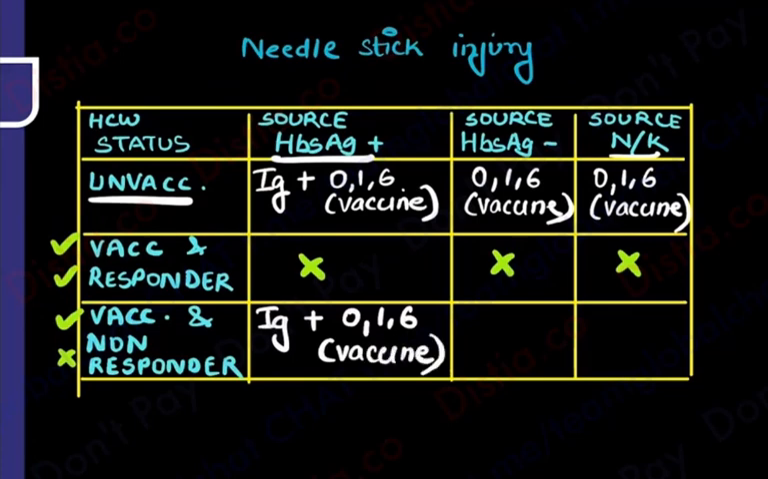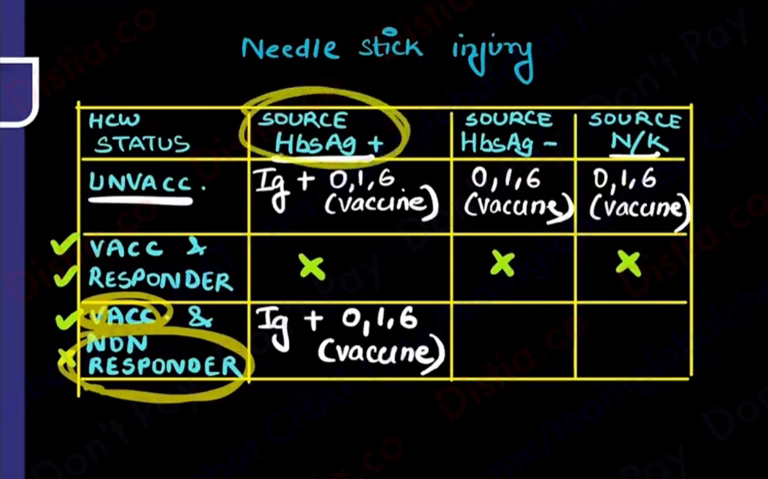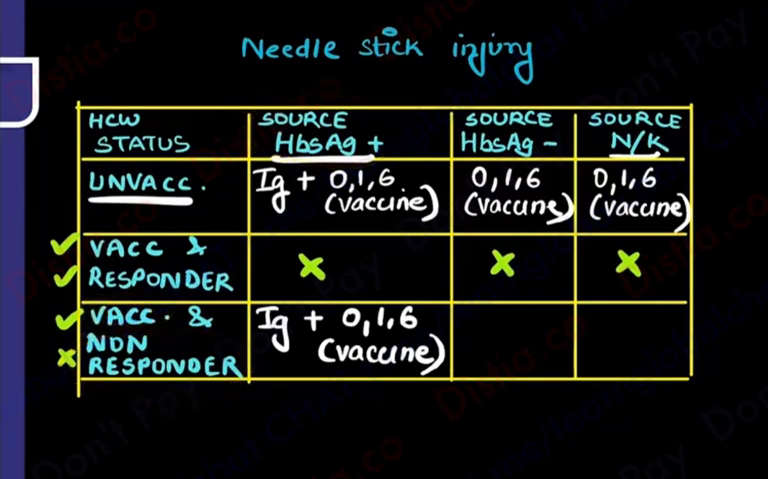Because unfortunately, when I got a needle prick injury, I was vaccinated and I was at least happy that, okay, I'm vaccinated. But the bad news was that when I got my blood test done, I turned out to be a non-responder, that is, less than 10 international units. And what was even worse was that I later got to know that my patient was also hepatitis B positive. So I had to go in for this entire protocol.